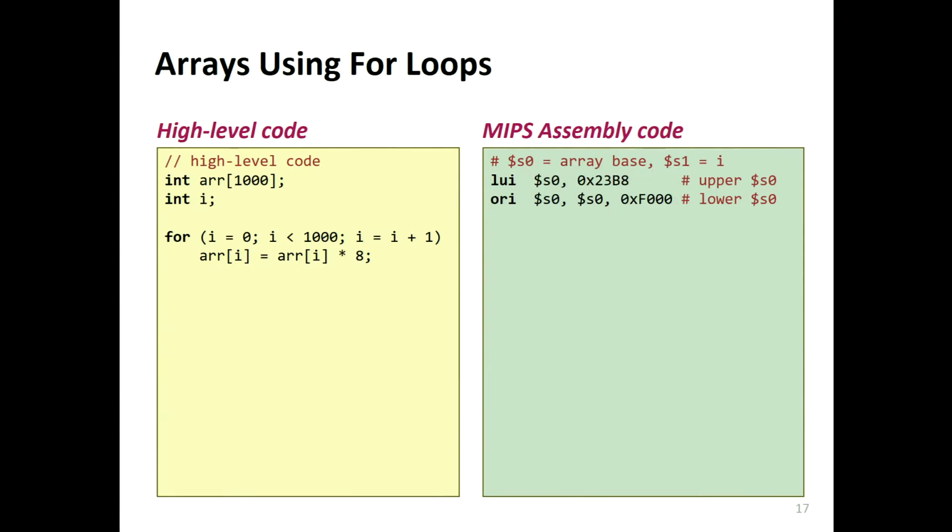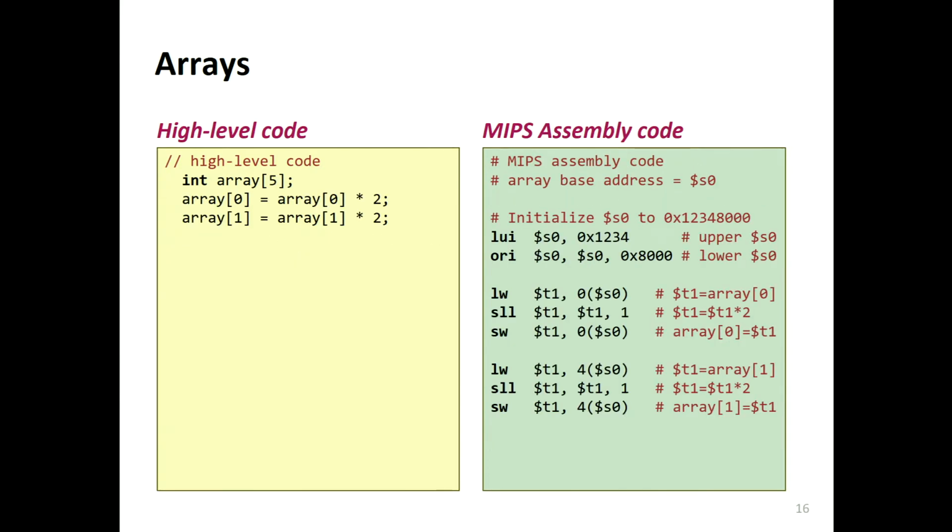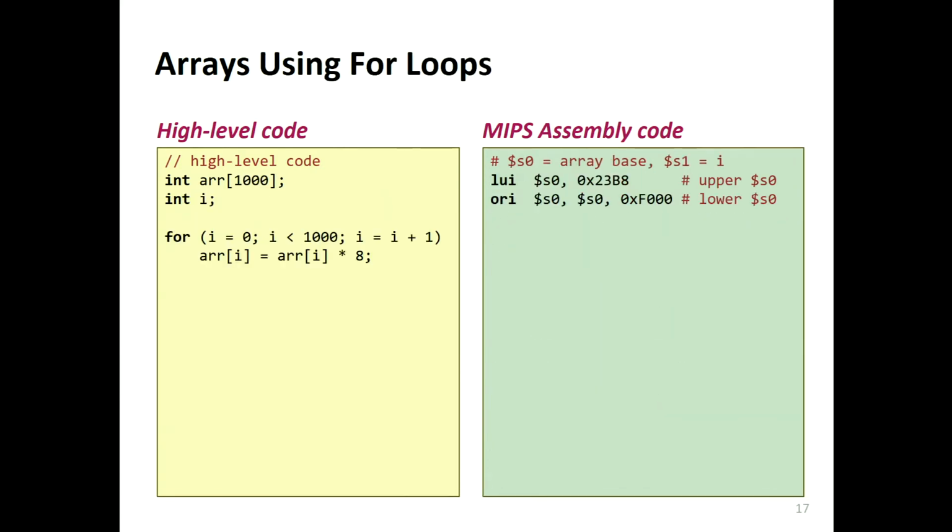Previously we were talking about arrays with fixed indices, 0 and 1. But what do we do when we have arrays with indices that would change throughout the program? What you need to do is, again, use another register to represent this value. So how can this be done? Let's take a look.